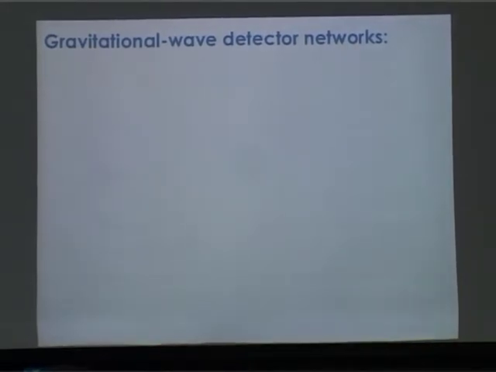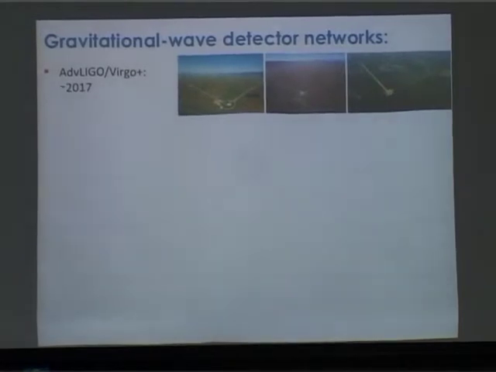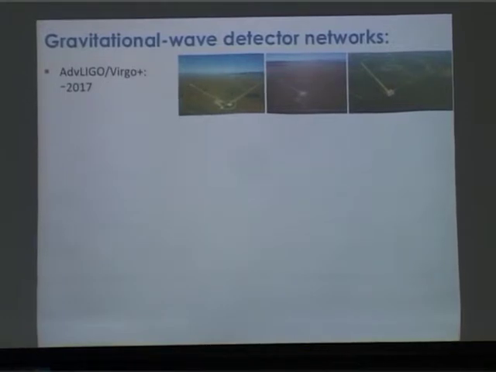So to detect gravitational waves, we've been building this network of detectors. There's the LIGO and Virgo collaboration, and they are currently upgrading their detectors after having done a decade of science runs. And so we expect around 2017 we might see the first detections from these detectors.